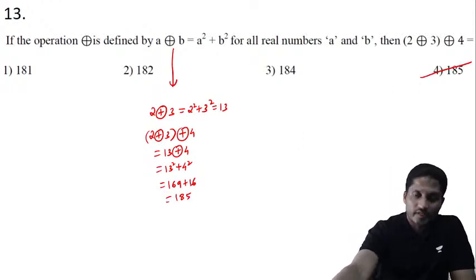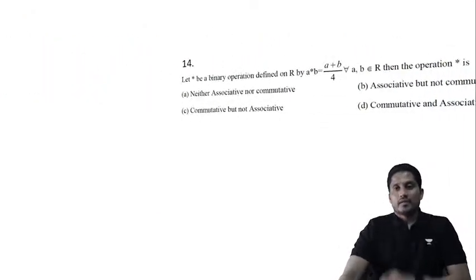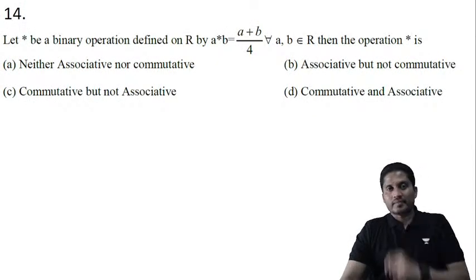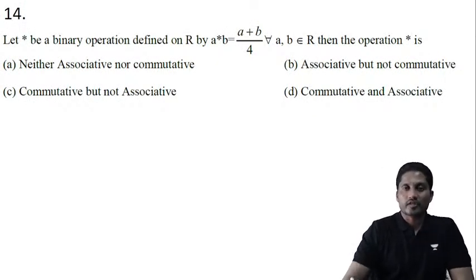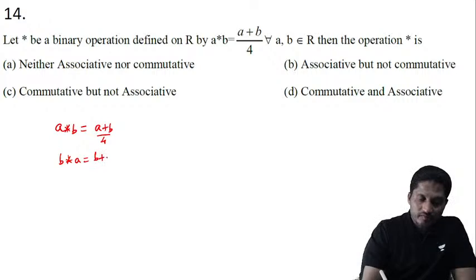Alright, question number 14. Star be a binary operation, then which of the following is true? A star B is equal to A plus B by 4, right? B star A is B plus A by 4. That is not possible. A star B is not equal to B star A, so this is non-commutative.